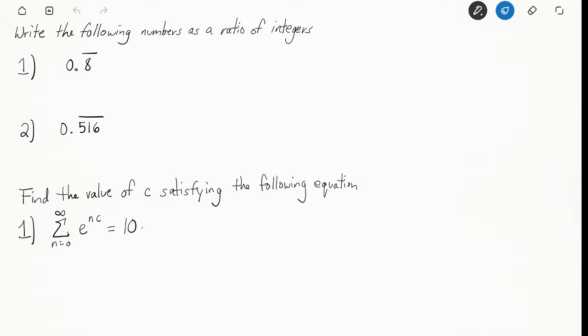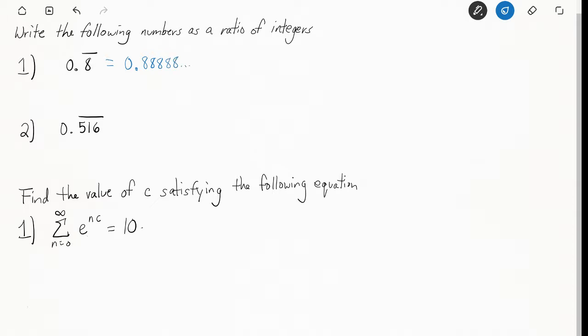So why do we mess with geometric series? Well, the reason is we can actually do a lot of things with it. For example, we can start writing things as ratios of integers. So if you have 0.8 with this bar over the top, that means repeating, you can write this as 0.888888, and so on and so forth, right?